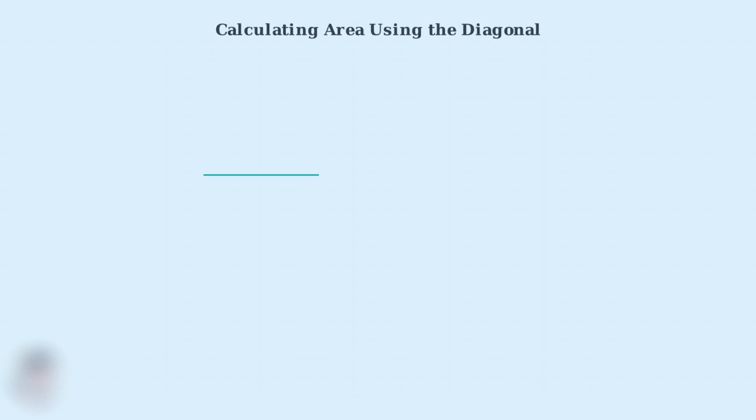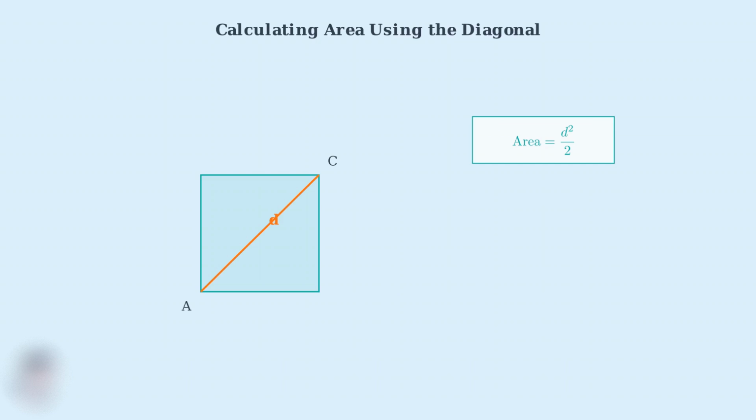Sometimes you might not know the side length of a square, but instead you know the diagonal. The diagonal is the distance from one corner to the opposite corner of the square. Here we can see the diagonal of our square running from corner A to corner C. This diagonal cuts the square into two equal right triangles. When we know the diagonal length, we can calculate the area using a special formula. The area equals d squared divided by 2, where d is the diagonal length.